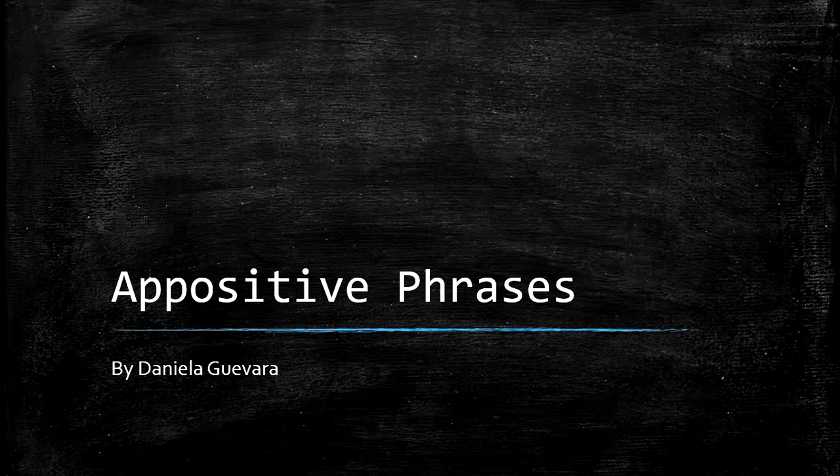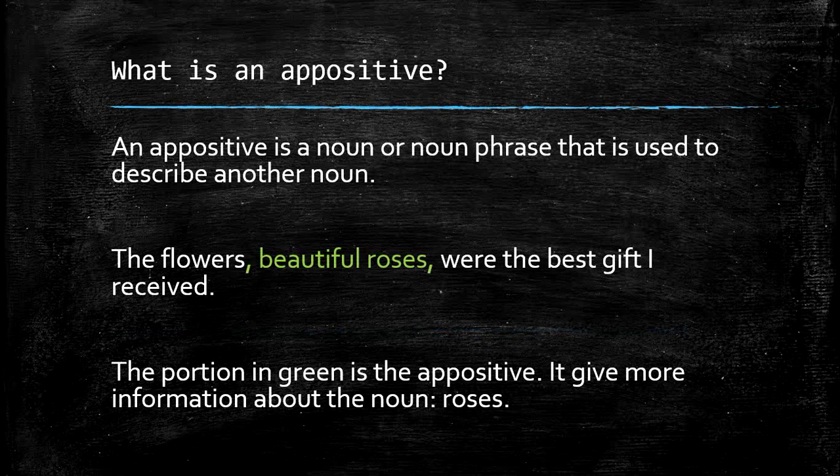Okay, so in this video I'm going to be covering appositive phrases. So what is an appositive? An appositive is a noun or noun phrase that is used to describe another noun. I've included an example here: The flowers, beautiful roses, were the best gift I received.